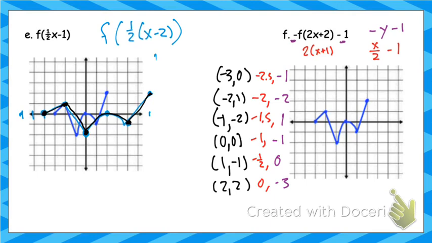Then all I got to do is plot those points. So negative 2.5, negative 1. Negative 2, negative 2. Negative 1.5, 1. Negative 1, negative 1. Negative 1/2, 0. And then 0, negative 3. So a really squished together graph with that horizontal compression. So here is my final function.